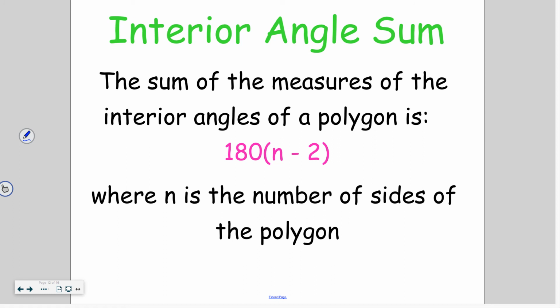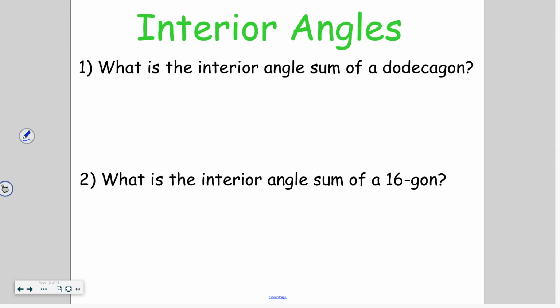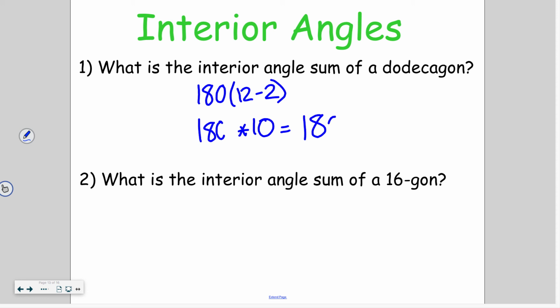One thing we need to note about interior angles is that for any particular polygon, the sum or the total of their interior angles is equal to the formula 180 times (n minus 2), where n is the number of sides of the polygon. So, the interior angles of a dodecagon, remember that is 12 sides. In order to do this, we're going to do 180 times (12 minus 2), which gives me 180 times 10, which gives me an answer of 1,800.